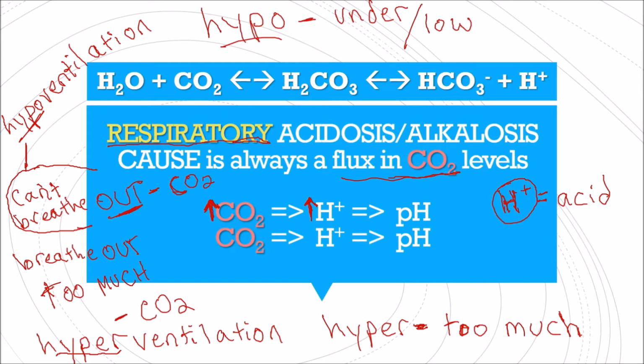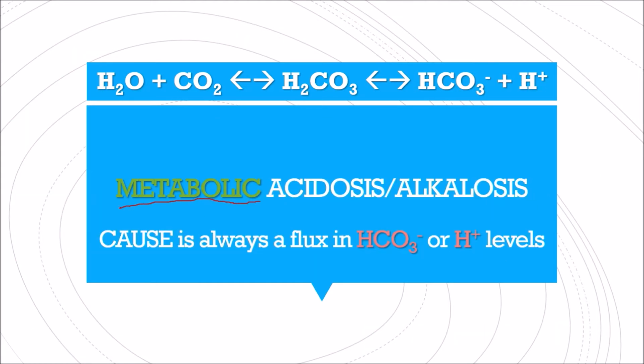So back up here, up to the formula, in hyperventilation you breathe out too much carbon dioxide, and that makes your hydrogen ions go down. So up here on the top, if your hydrogen ions go up too high, that would be acidic. And down here, if your hydrogen ions go too low, that would be alkaline.